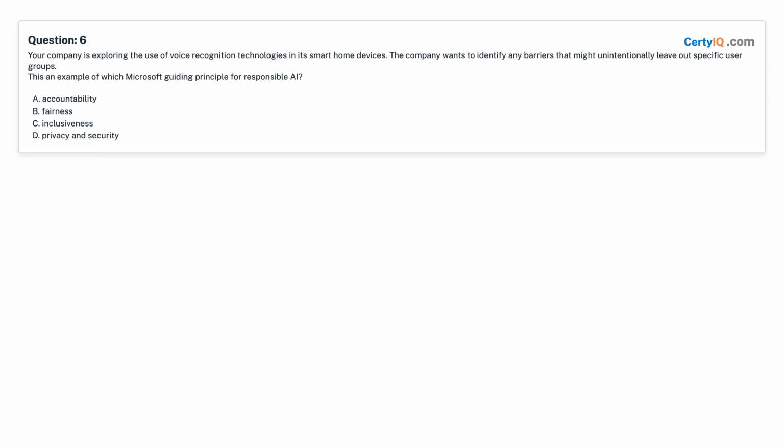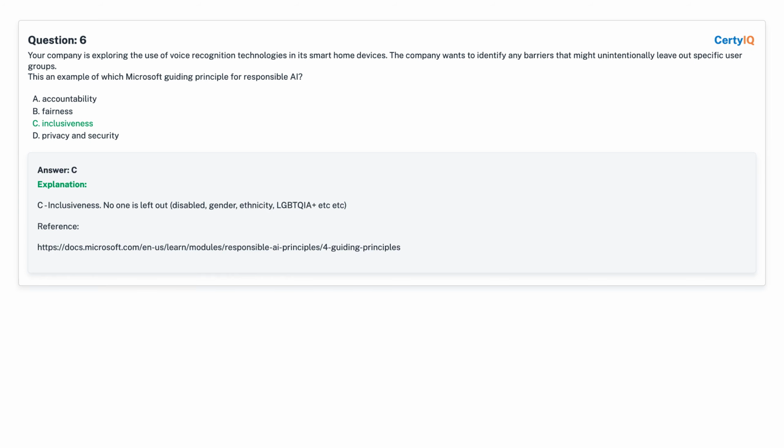Question 6. Your company is exploring the use of voice recognition technologies in its smart home devices. The company wants to identify any barriers that might unintentionally leave out specific user groups. This is an example of which Microsoft guiding principle for responsible AI? A. Accountability. B. Fairness. C. Inclusiveness. D. Privacy and security. Answer is C. Inclusiveness.